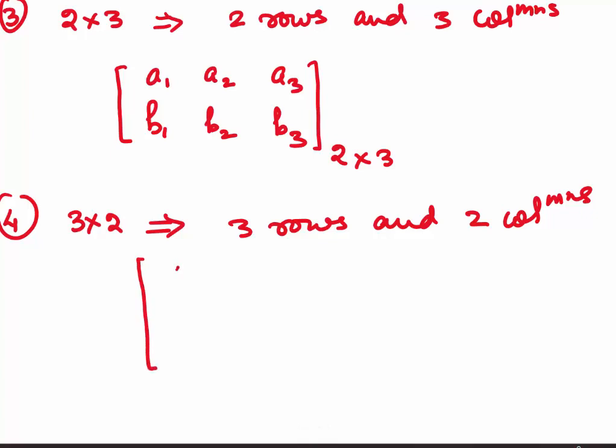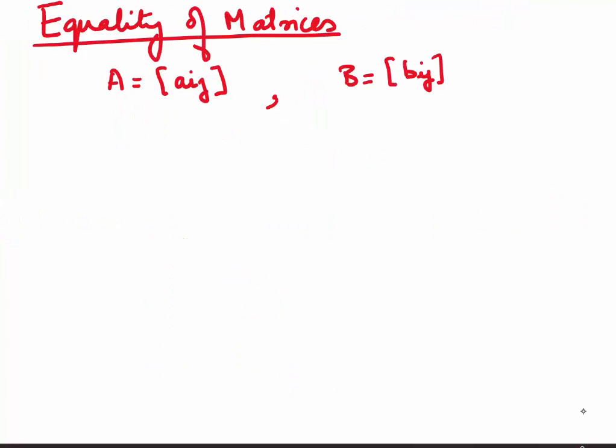So, our matrix would be of the form A1, A2, B1, B2, C1, C2. See, here we have three rows and we have two columns. So, these are the possible orders. Now, let's see when are two matrices equal.